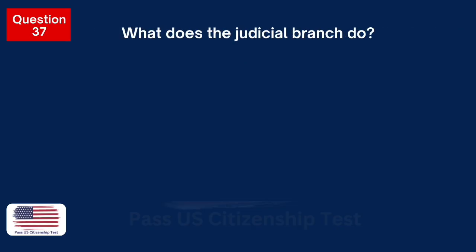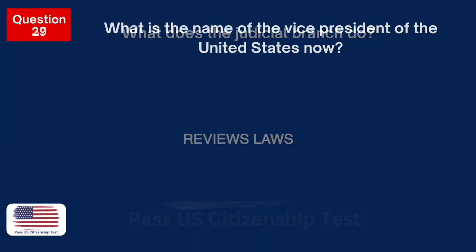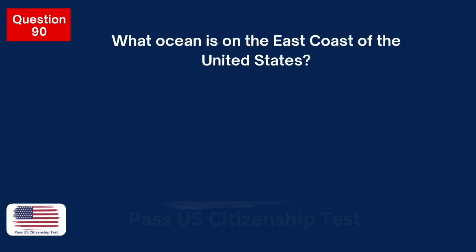What does the judicial branch do? Reviews laws. What is the name of the Vice President of the United States now? J.D. Vance. What ocean is on the east coast of the United States? Atlantic Ocean.